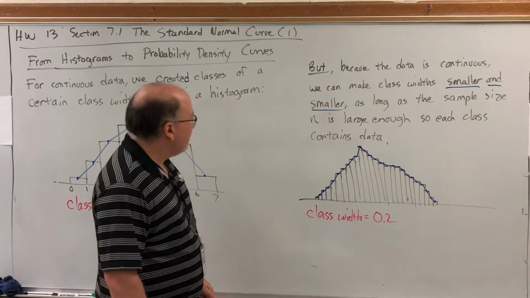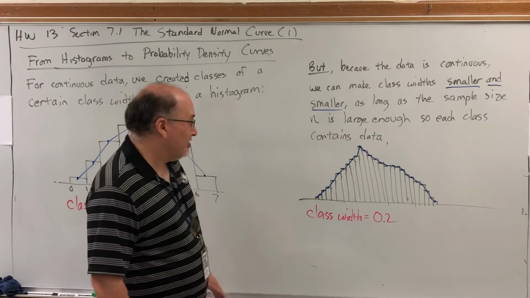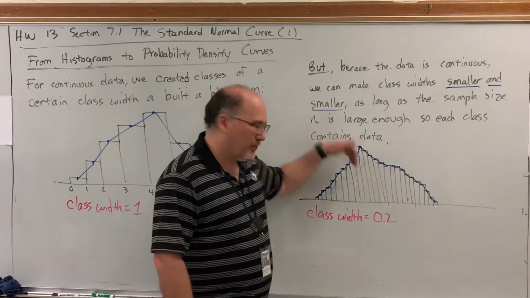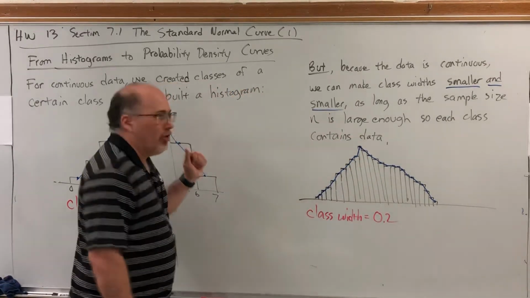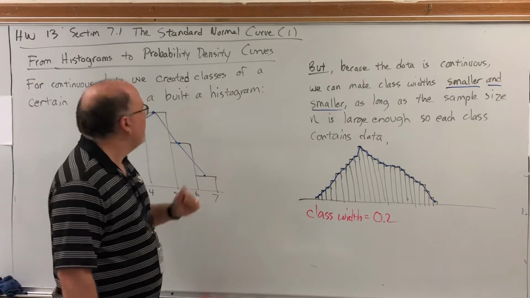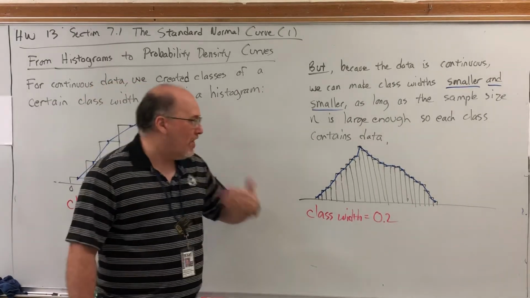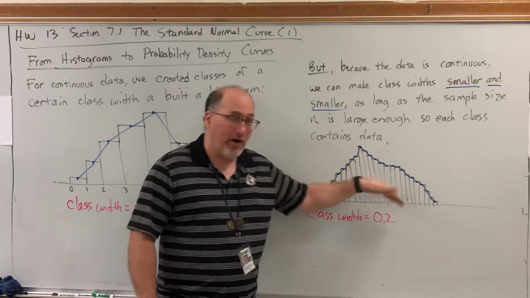What does that curve look like? Well, it looks like exactly what you would think it looks like, a curve with no corners. And that curve is called a probability density curve. In the next video, we'll talk about what that means in terms of probabilities.